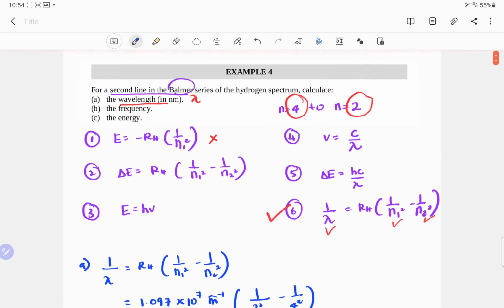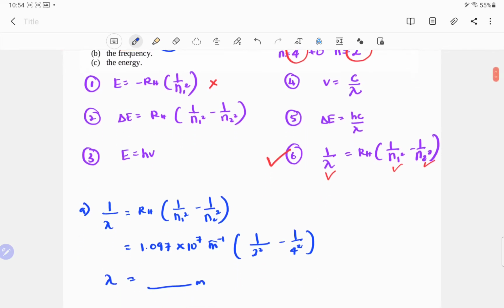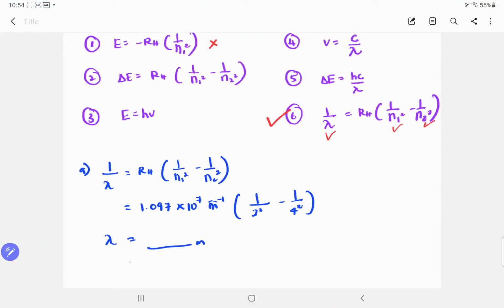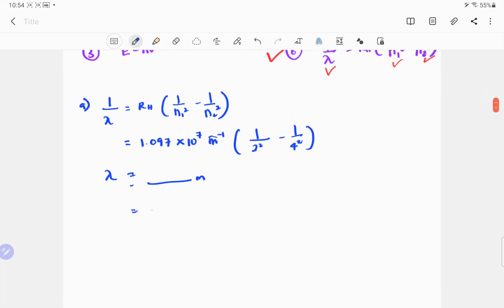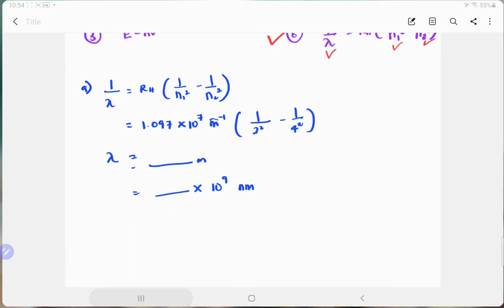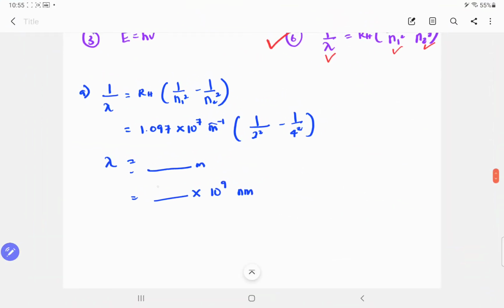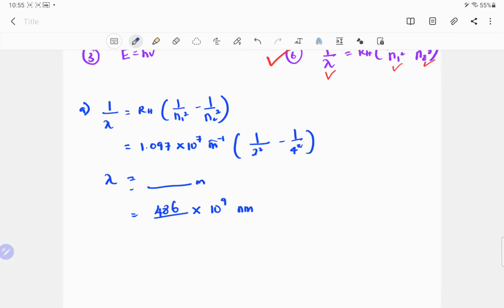The question asks for the final answer in nanometer. So how to convert to nanometer? The final answer here, you have to write with 10 to the power of 9, so you get the unit in nanometer. So the answer is 4.86 times 10 to the power of negative 7. Okay, sorry, 486 nanometer. So we get 486 nanometer here.